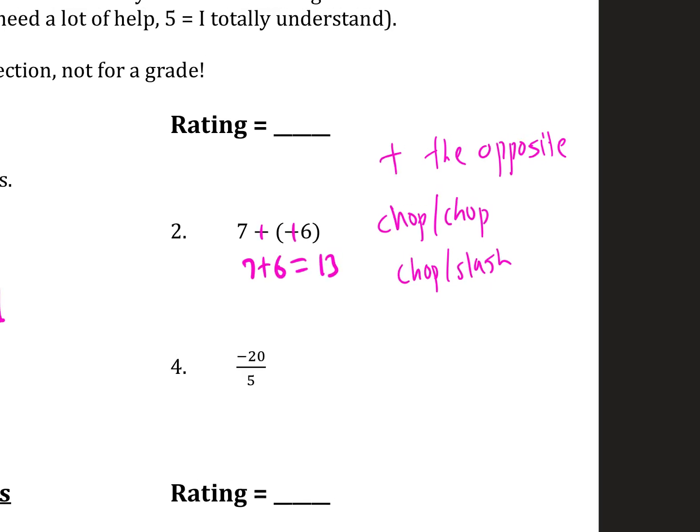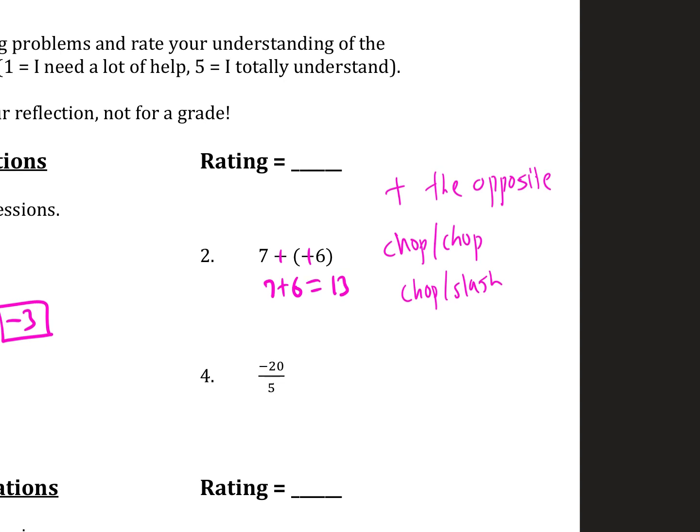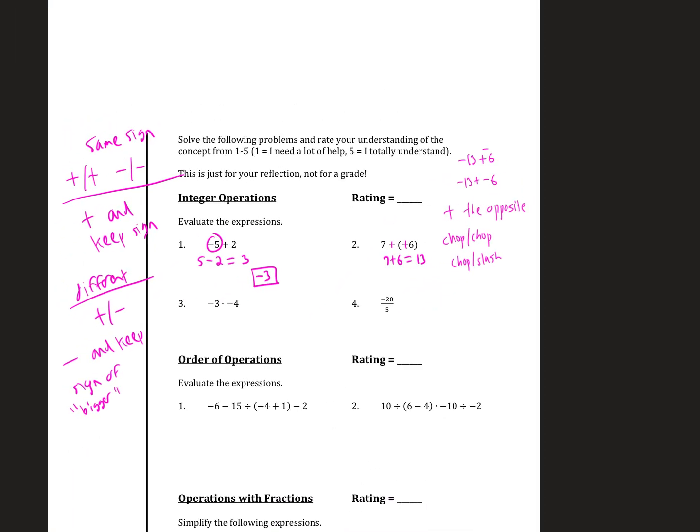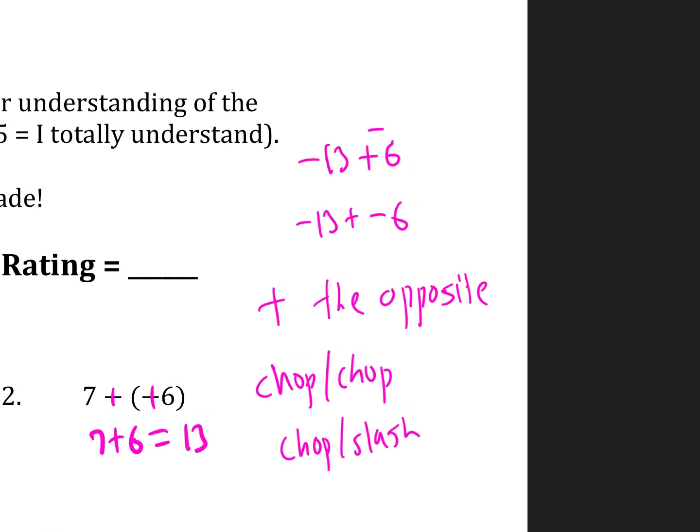Well, if we had different signs, what if we had -13 minus 6? In this case, we're going to do chop slash. We're going to change the sign, add a line. So we have -13 plus -6. Now we're kind of back to what we were doing on the left-hand side over here. These have the same sign, so we're going to add them up. So it's 13 plus 6, which equals 19, and then the sign is negative, so it's going to become more negative. It's going to be negative 19. That's going to be your answer for this one.